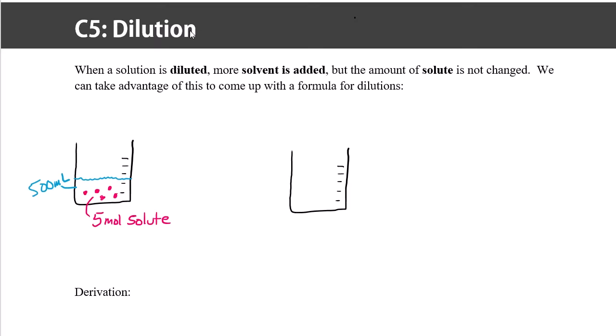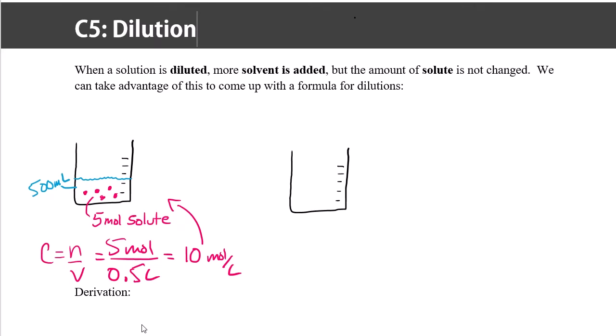So let's look at a solution. We have 5 moles of solute in 500 milliliters of solvent. And so our total solution volume is 500 milliliters. We're going to represent our 5 moles by these 5 little molecules here, right? So this is my solute. And we could calculate the concentration, C equals N over V. So we have 5 moles in 500 milliliters, so that's 0.5 liters. So the concentration is 10 moles per liter in this beaker here.